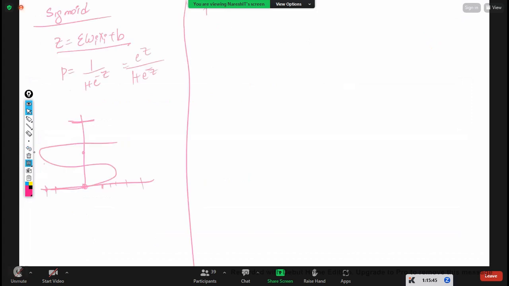Now, the sigmoid output is there. That is between 0 to 1. All the values are between 0 to 1. It will never cross more than 1. And the probability should be positive only. Negative is also not possible. Okay.